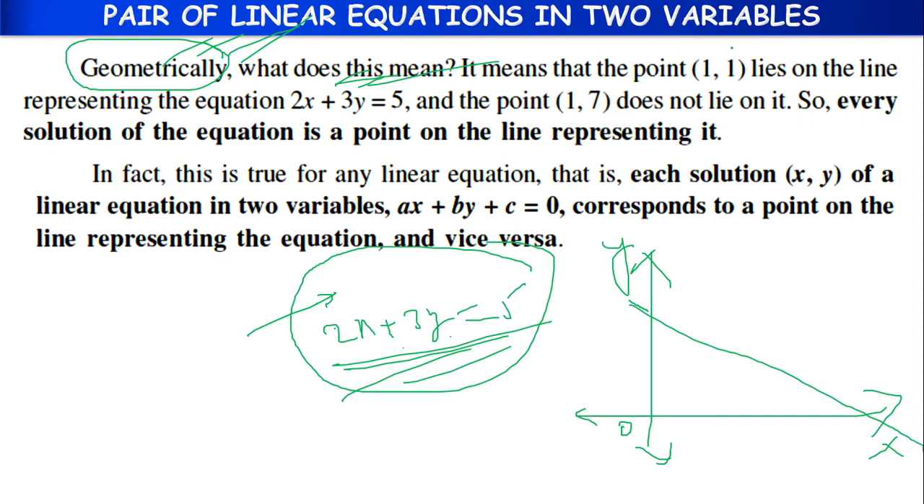Now 1 comma 1 is the solution, which means 1 comma 1 lies on this line. 1 comma 7 is not the solution, which means 1 comma 7 does not lie on this line. So if any point lies on the line, it is considered a solution of that equation. If any point does not lie on it, it is not a solution of that equation. Like that we can tell geometrically.